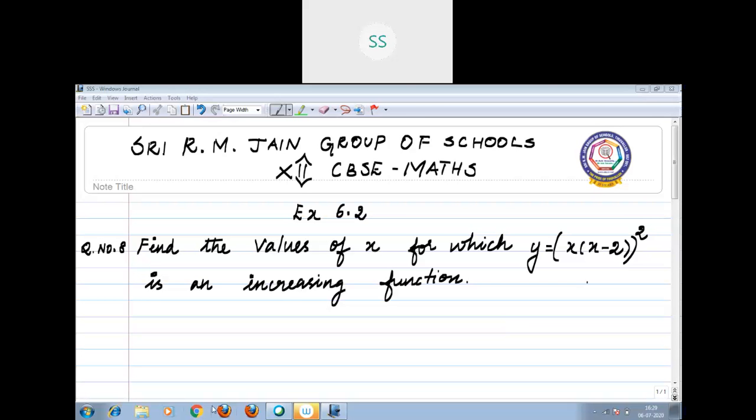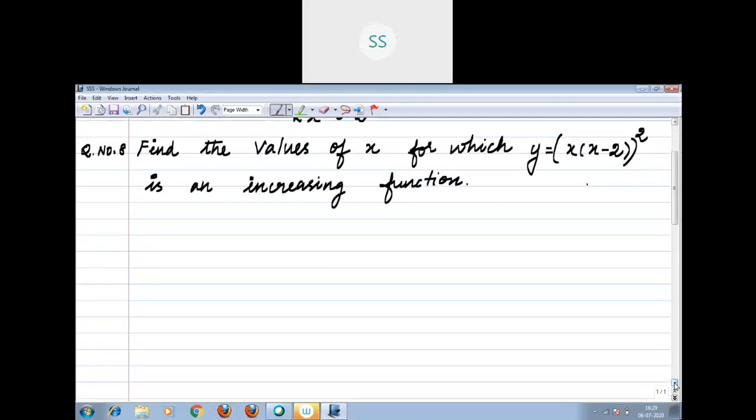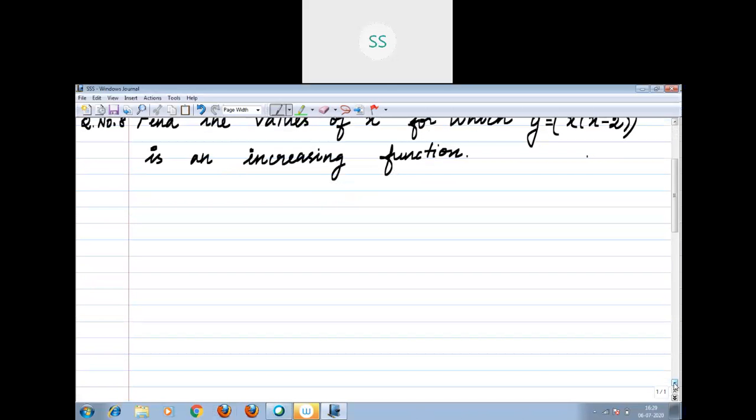So what do you want to do first? You have to differentiate. See, the first step, you are going to differentiate y is equal to x into (x minus 2) the whole square.